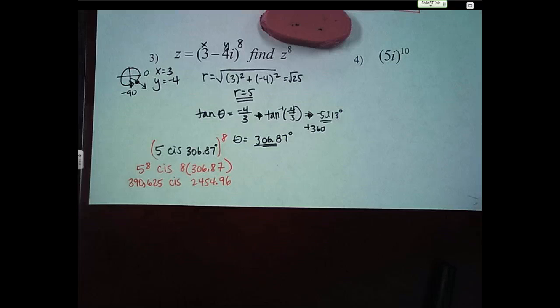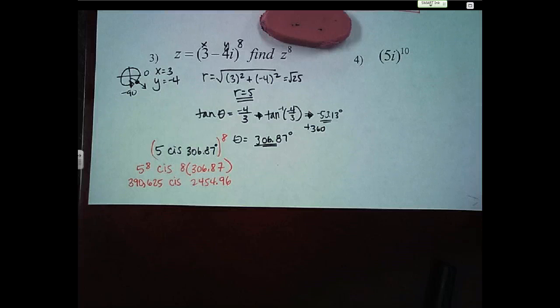Okay, this is what I'm trying to explain to you now. You can either write it out really long, in other words, 390,000 cosine 2,454, plus 390,000 sine 2,454 i. You can write it all out, or you can just type it in your calculator one at a time. That's what I would do, rather than having to write that huge long line out. When they're not on your unit circle, I recommend just typing it in your calculator.